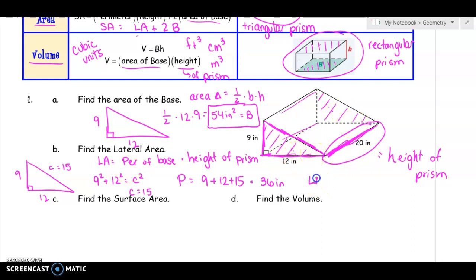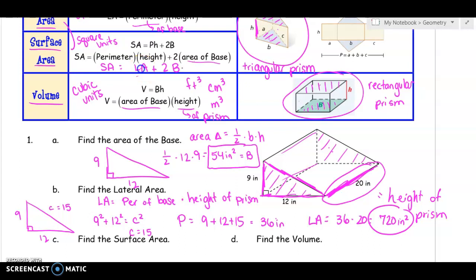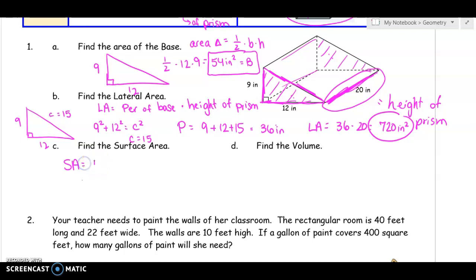So when you do the lateral area, it's going to be the perimeter of the base, 36, times 20. You're going to get 720 square inches for your lateral area. The surface area is the lateral area plus 2 times the area of the base. So the surface area is the lateral area, which we already found, plus 2 times the area of the base, which we already found too. So this is nice and easy. We just plug in what we know. Lateral area, 720, plus 2 times the area of the base, 54. Plug it in your calculator, you get 828 square inches.